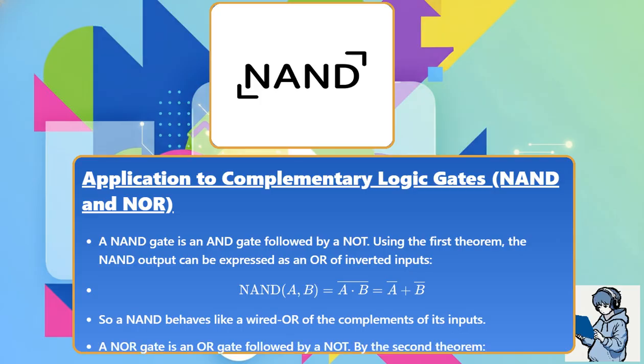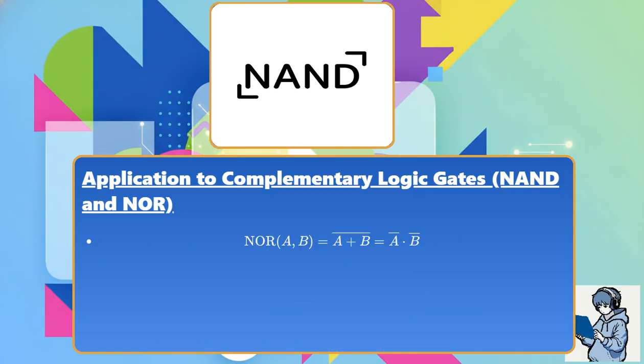A NOR gate is an OR gate followed by a NOT, by the second theorem. NOR of A and B equals not (A or B), which equals not A and not B. This shows a NOR works as an AND of the inverted inputs.